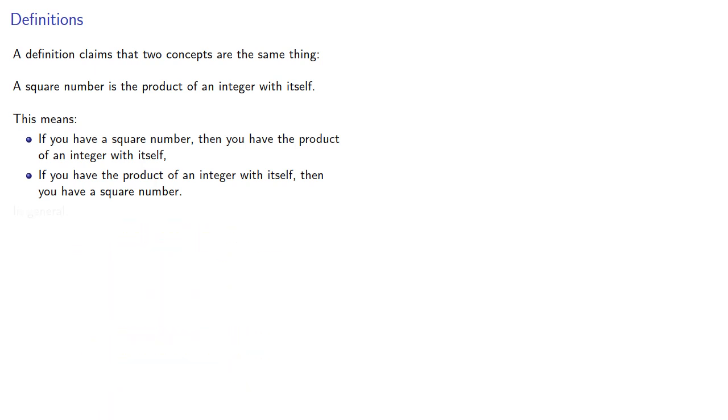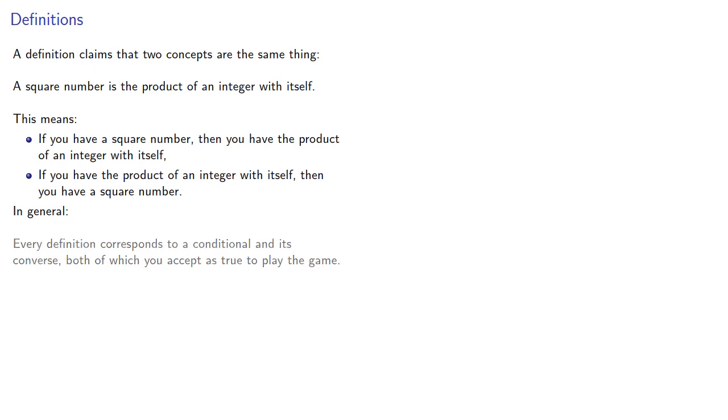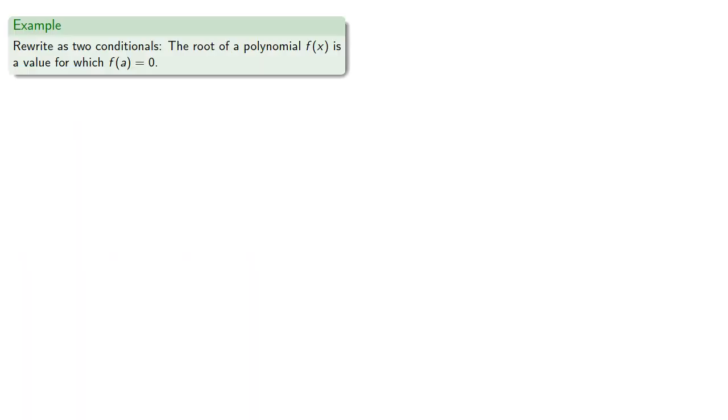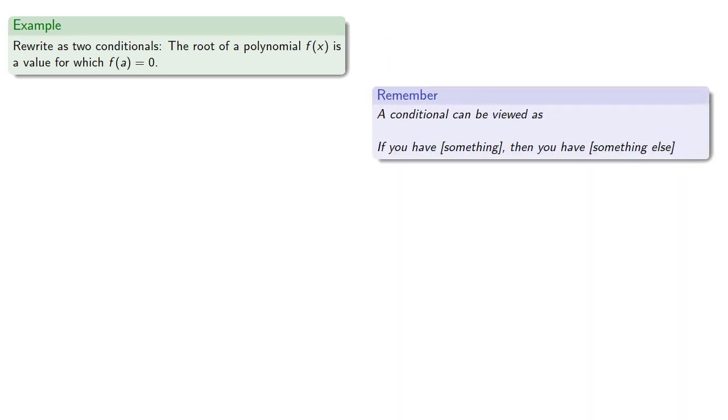And in general, this means that every definition corresponds to a conditional and its converse, both of which you accept as true in order to play the game. So, for example, let's rewrite as two conditionals. The root of a polynomial is a value for which f of a is equal to 0. So remember, a conditional can be viewed as if you have something, then you have something else. So here we have a root, and our definition tells us that f of a is equal to 0.